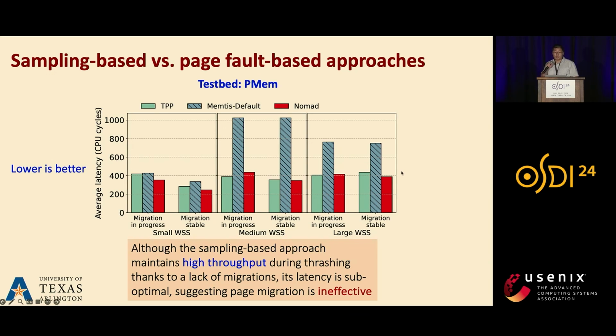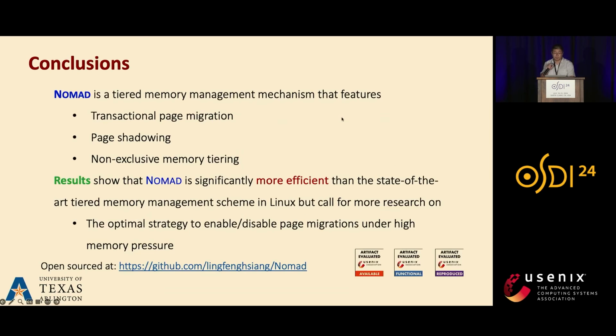Next, we use the latency of the micro benchmark to compare the performance of sampling-based and page fault-based approaches. Although the sampling-based approach maintains high throughput during thrashing in the previous test, thanks to a lack of migrations, its latency is suboptimal, suggesting that its page migration is not effective. For more results on real applications, please refer to our paper.